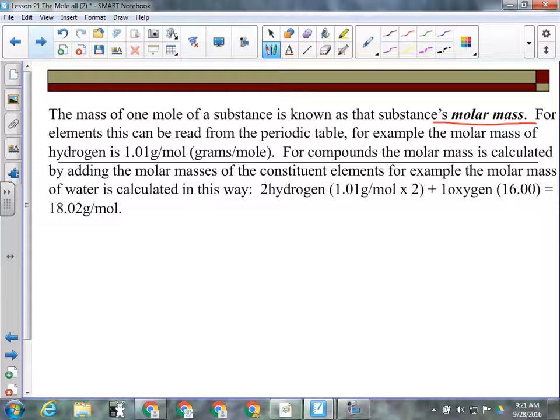How do I calculate the molar mass of a compound? I add all the different parts together, because obviously I can't find compounds on my periodic table. It only has elements on it. So I have to take the mass of the elements and put them together. If I'm looking at water, for example, water is H2O. It's got 2 hydrogen atoms and 1 oxygen atom. So to calculate the molar mass, I would take the molar mass of hydrogen, which is 1.01, multiply it by 2, because there's 2 of them in here, and add that to the molar mass of oxygen, 16.